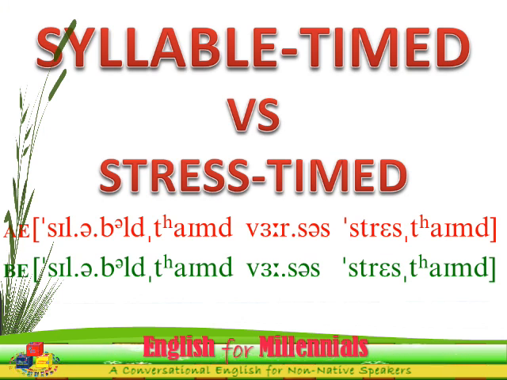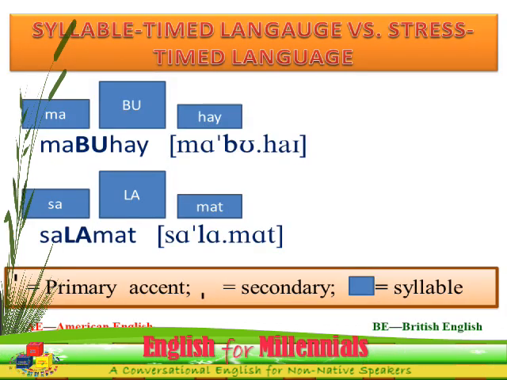To understand better the concepts of syllable-timed and stress-timed language, I'll give you sets of examples. The first set of words is from Filipino. These are common expressions. Mabuhay, mabuhay. It's one word with 3 syllables and accented on the second syllable, but as you notice, all the syllables have the same length because we give equal length of time in producing each syllable.